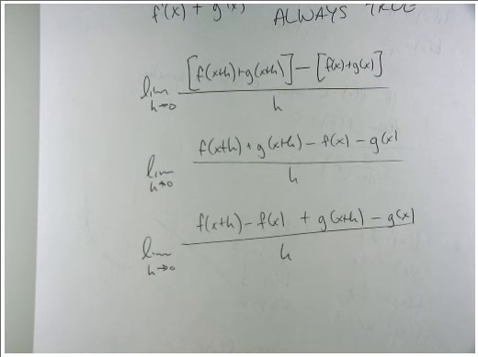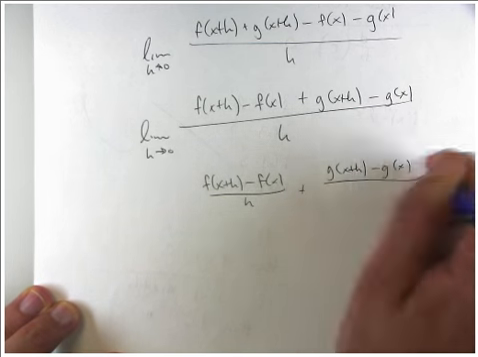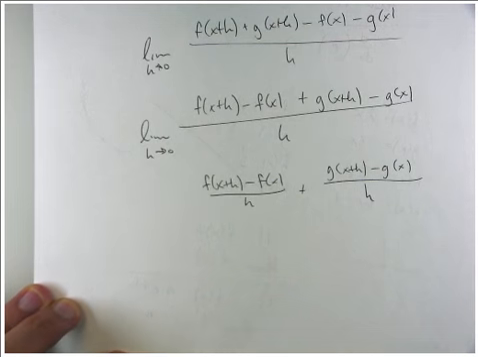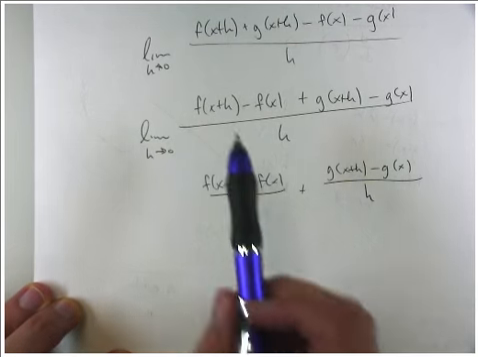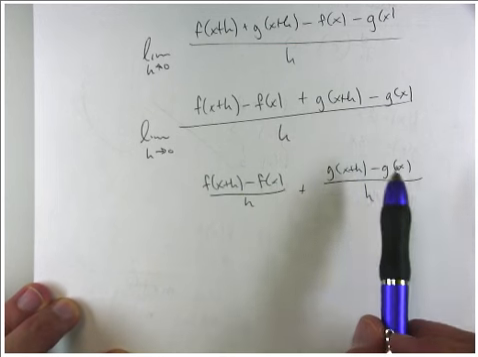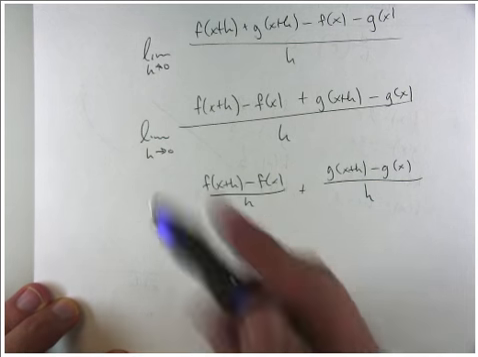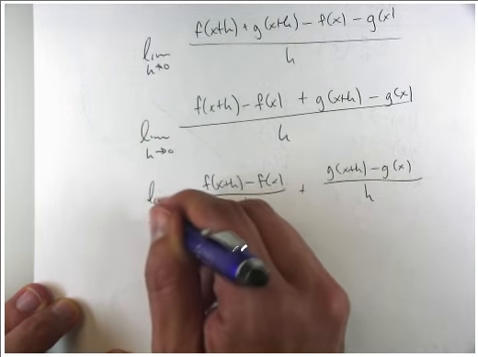So I put the f's together, I put the g's together, and now I'm starting to see something kind of similar. Right? F of x plus h minus f of x divided by h plus g of x plus h minus g of x divided by h. Right. These look super suspiciously familiar.